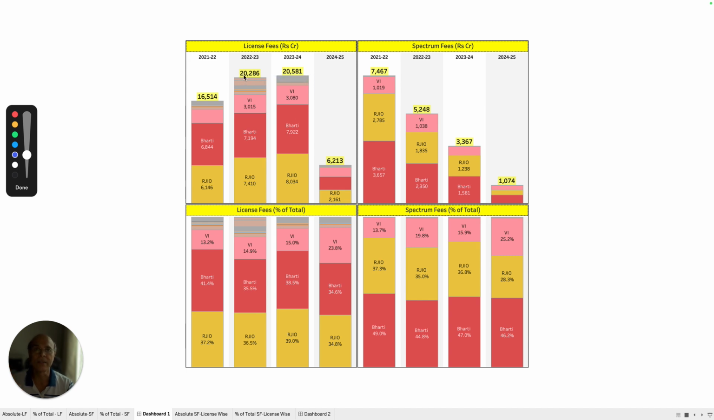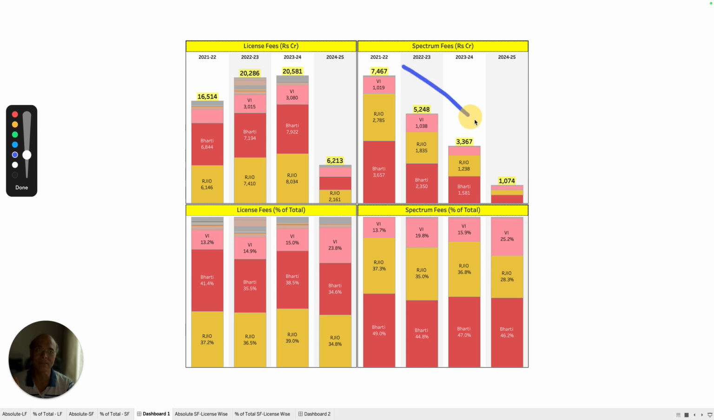And now from 20,286 crores, in the next financial year the number basically remained only 20,581 crores, right? And now until 2nd of August, the collection is 6,213 crores. Now, if you see, the spectrum usage charge saw a drastic reduction. This is very interesting. The license fee did not see a drastic reduction.